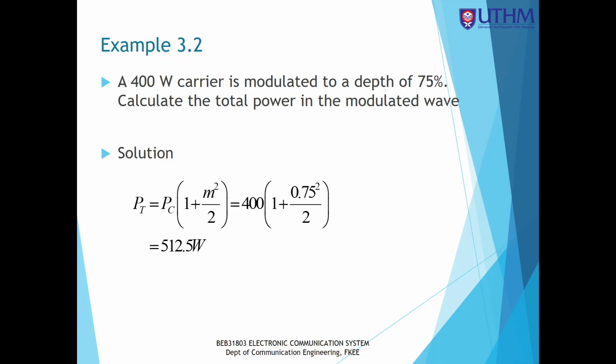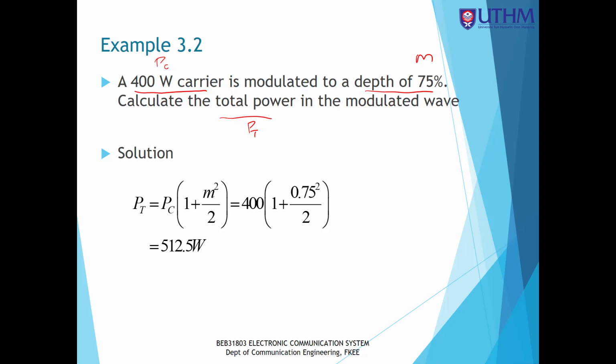Okay. This example. Example: 400 watt of carrier is modulated to a depth of 75%. Calculate the total power PT in the modulated wave. So the first parameter is carrier. So this is PC. Modulated to a depth of 75%. What is this? This is actually referring to the modulation index. Okay. So this is actually related to double sideband carrier power, or AM. So the question should specify this is an AM. Calculate the total power in AM modulated wave.